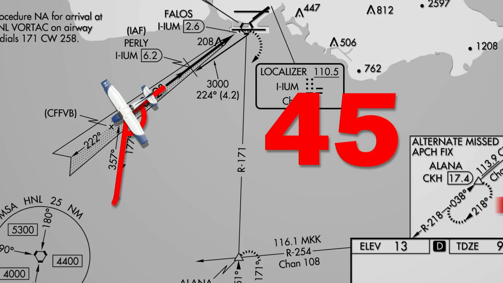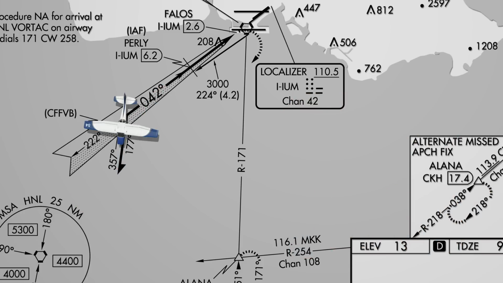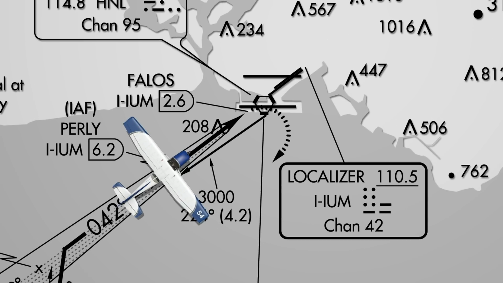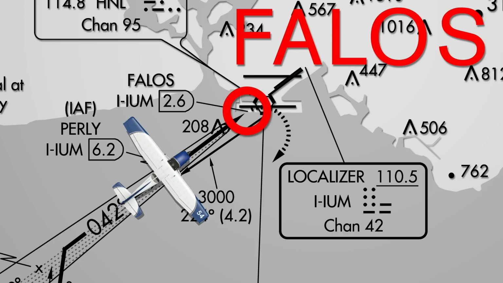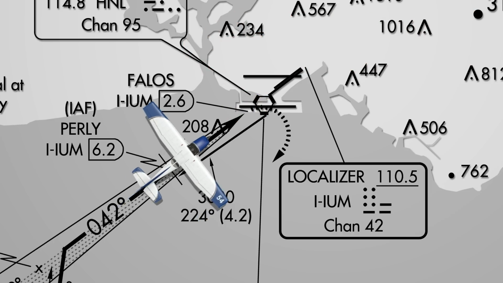The common 45-180 procedure turn type is accomplished by turning 45 degrees to the left to a heading of 177 degrees for the outbound leg, then a 180 degree turn to the right to a heading of 357 degrees to intercept the localizer. With the localizer intercepted, descend to 1,500 feet until you reach Pearly. From there, you must calculate your rate of descent to arrive at the missed approach point at the MDA of 460 feet. When there, if you do not have the runway environment in sight, remain at 460 feet until you've reached the missed approach point, Phalos. If you do have the runway in sight, you may continue your descent to a landing.